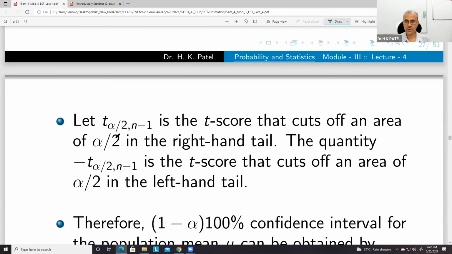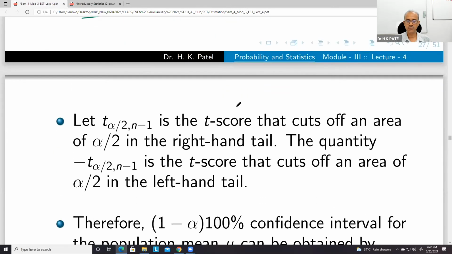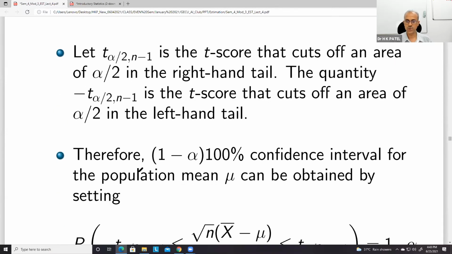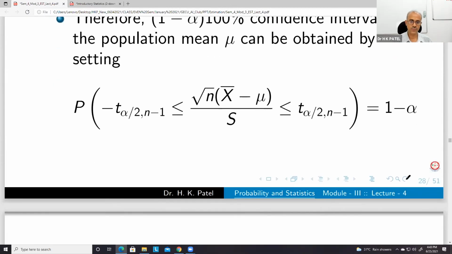So again the same definitions. Here we use T alpha by 2, and in some books this n minus 1 is written with it. In some other books you may find n minus 1 is missing. They simply say the T distribution has degrees of freedom n minus 1, and they simply write T alpha by 2 like Z alpha by 2. So in different books you may find different notations.